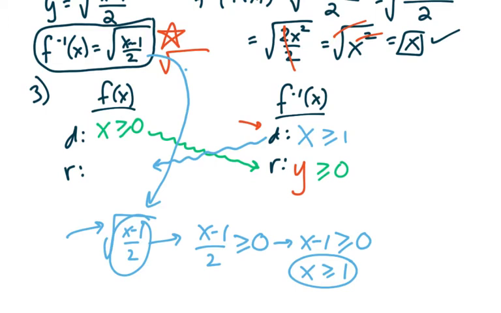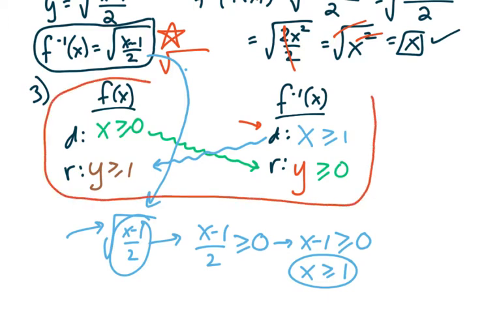The range of your original. But is it x? No, it's range, right? So it's y is greater than or equal to 1. So notice that the inequality and the numbers match. You're just switching letters. Okay, let me look at that one more time because that was a pretty complicated problem.